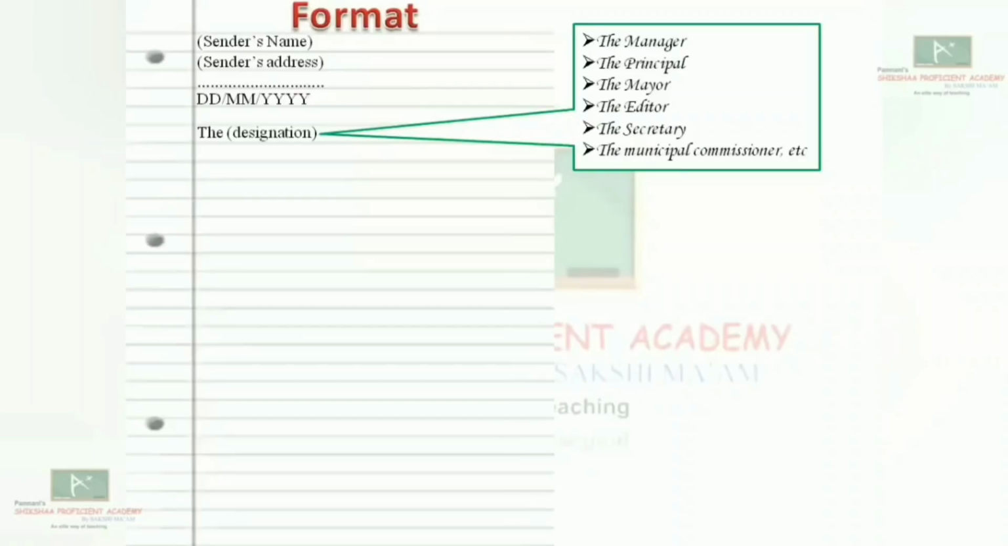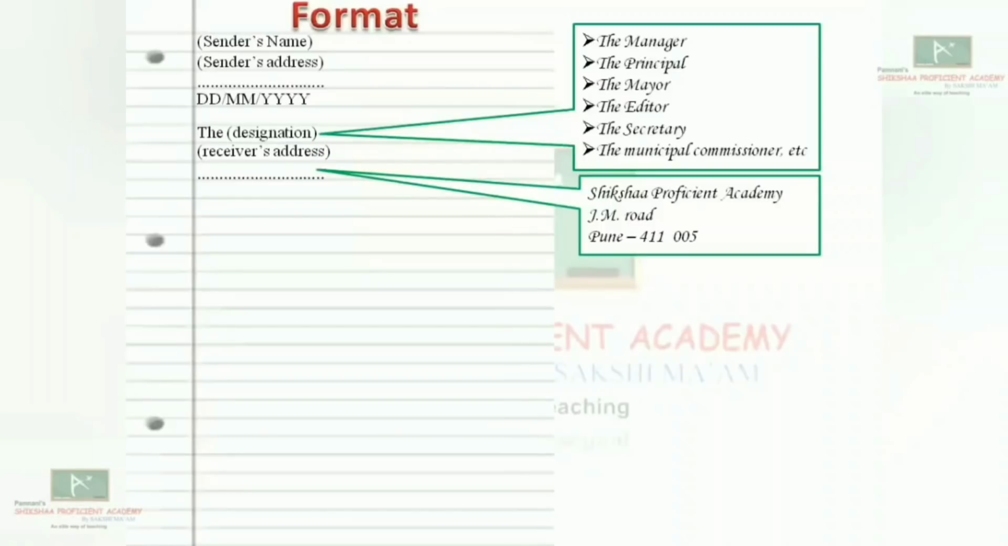In the next line, we write the receiver's address. I'm using my own Shiksha Proficient Academy. I'm just using a dummy address, JM Road, Pune, 411005.